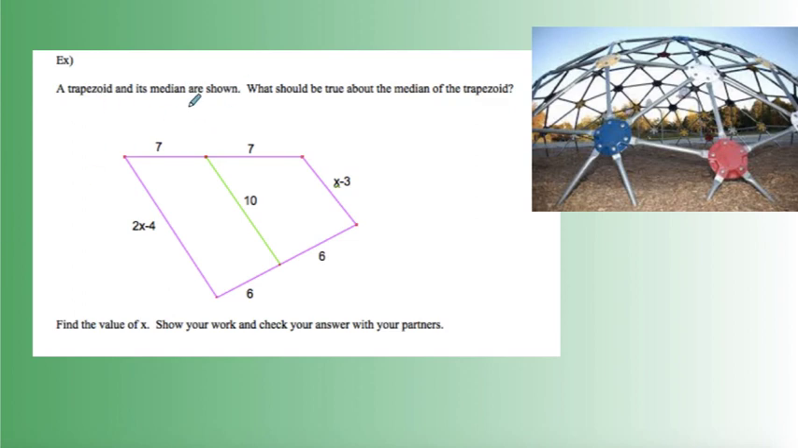All right, so let's think a little bit more. Here's a trapezoid and a median are shown. What do we know about the median of the trapezoid? Well, number one, it's parallel to the bases. We can actually see that it's the midpoint because these are equal. And we know that the median is equal to the average of the bases.